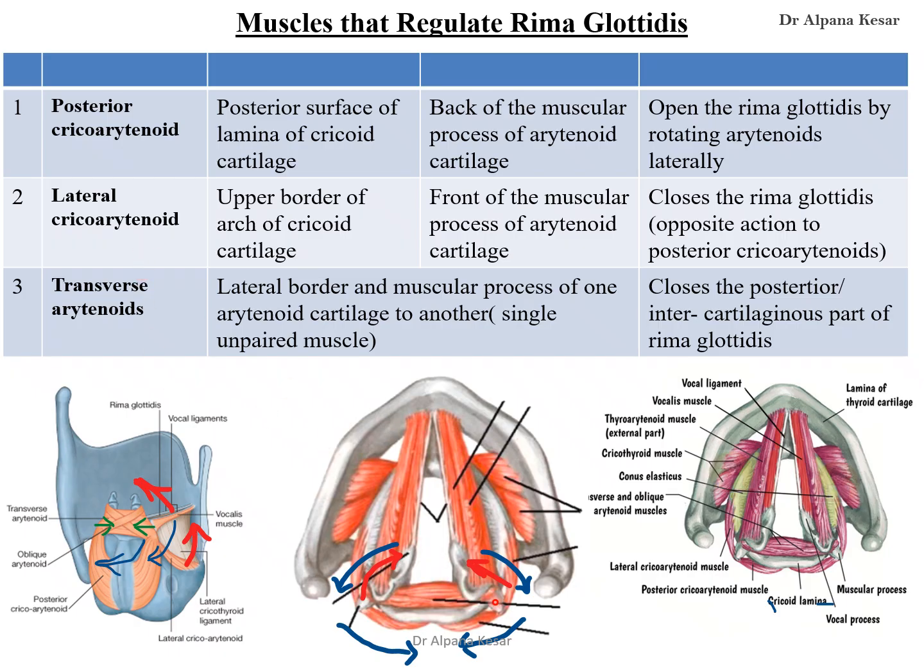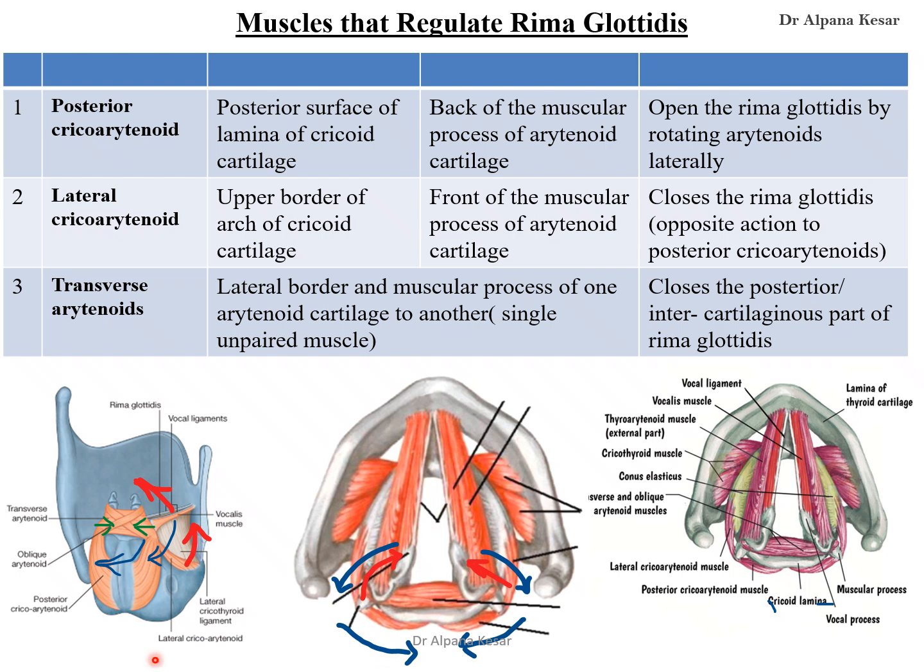When the lateral cricoarytenoid contracts, it will rotate the muscular process anteriorly, and thus it will rotate the vocal processes medially. This will bring the two vocal cords close to each other and will close the Rima Glottidis. So the actions of posterior and lateral cricoarytenoids are opposite. The posterior cricoarytenoid opens the Rima Glottidis and lateral cricoarytenoids close the Rima Glottidis.